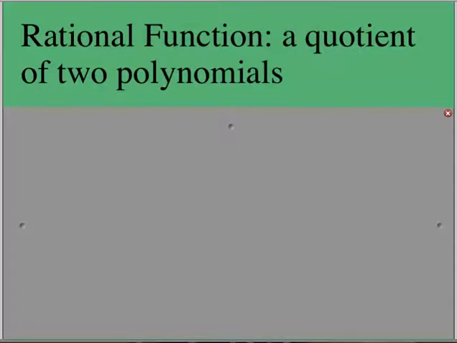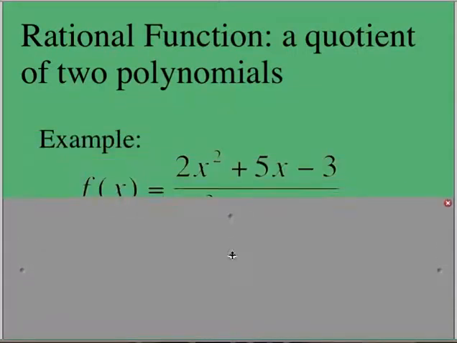A rational function is a quotient of two polynomials. So here's an example. f(x) = (2x² + 5x − 3) / (x² − x − 12).